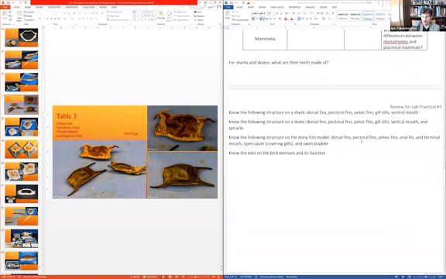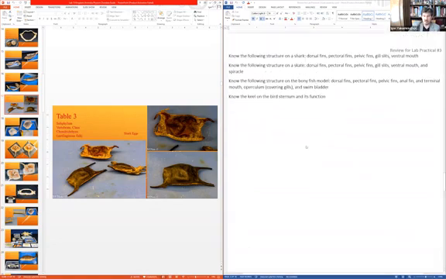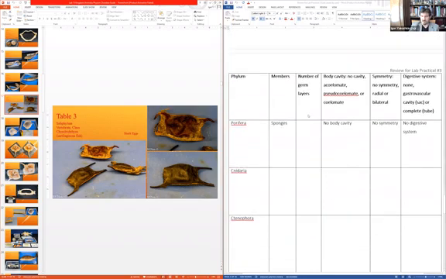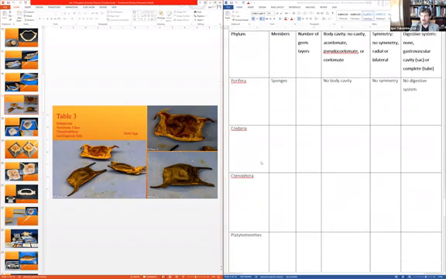Following structures: dorsal, pectoral, pelvic, anal, terminal, mouth, operculum, the covering, and the swim bladder. Sternum. The sternum is the keel, and its function is attaching the flight muscles. And then we have members. You can basically fill it up by yourself.